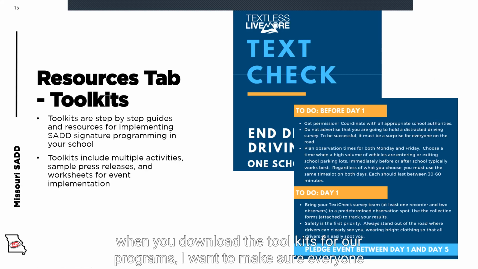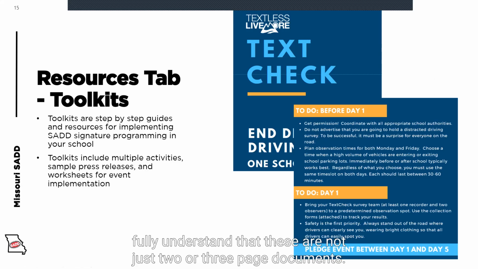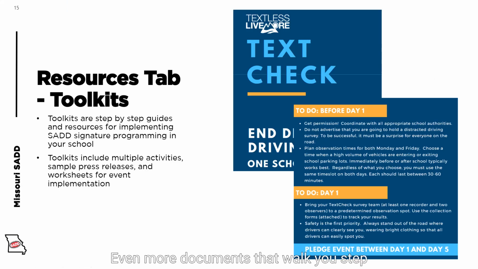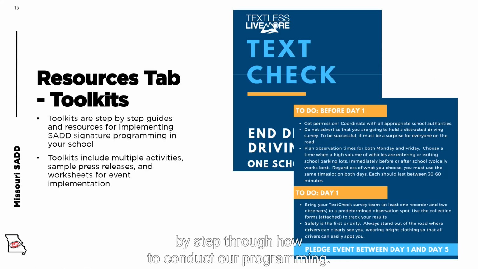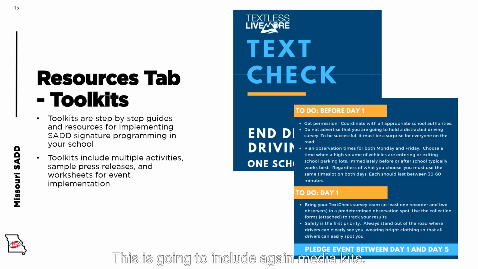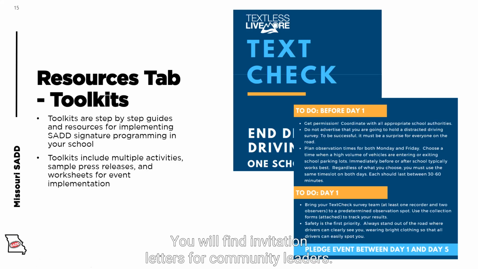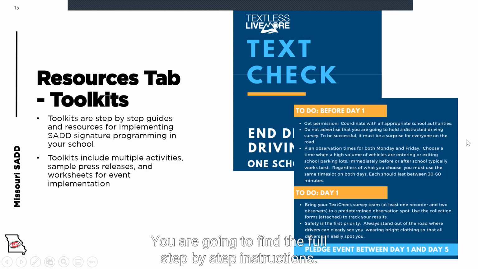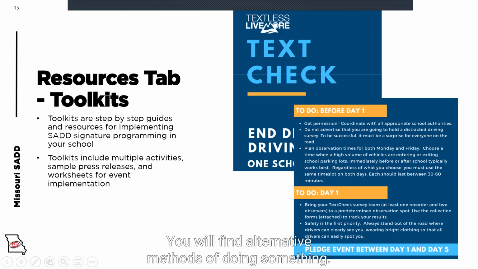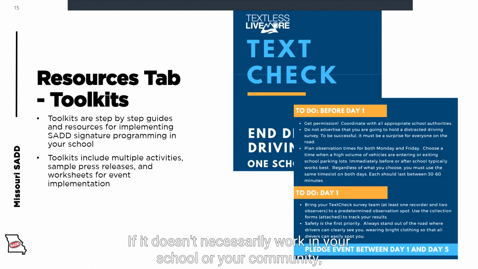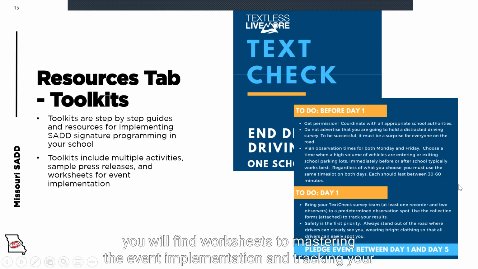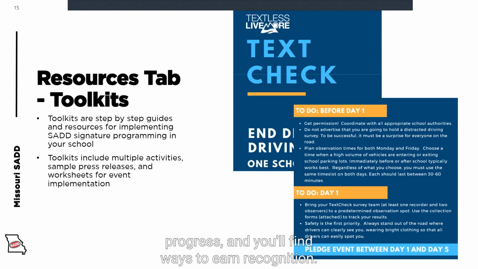When you download the toolkits for our programs, I want to make sure everyone fully understands that these are not just 2 or 3 page documents. These might be 30 or 40 pages, even more, that walk you step by step through how to conduct our programming. This is going to include, again, media kits. So you'll find sample press releases, social media ideas. You will find invitation letters for community leaders. You are going to find the full step-by-step instructions. You will find alternative methods of doing something if it doesn't necessarily work in your school or your community. You will find worksheets to mastering the event implementation and tracking your progress, and you'll find ways to earn recognition.